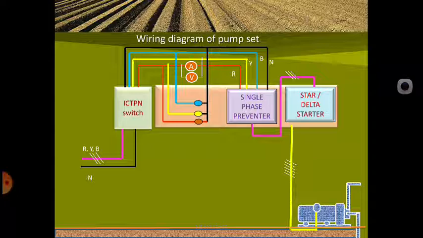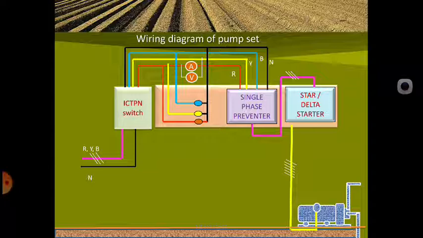If the ICTPN switch is closed, then power will be supplied to the single phase preventer, and if the single phase preventer is satisfied, then it is given to the starter. If the starter is satisfied, then it goes to the motor and the motor will work. These are the different stages. So the motor can be stopped from the starter, the single phase preventer and the ICTPN switch. So we control the motor at 3 stages. You can see the operation, how it will work. You can see a small animation of how the power is going step by step.